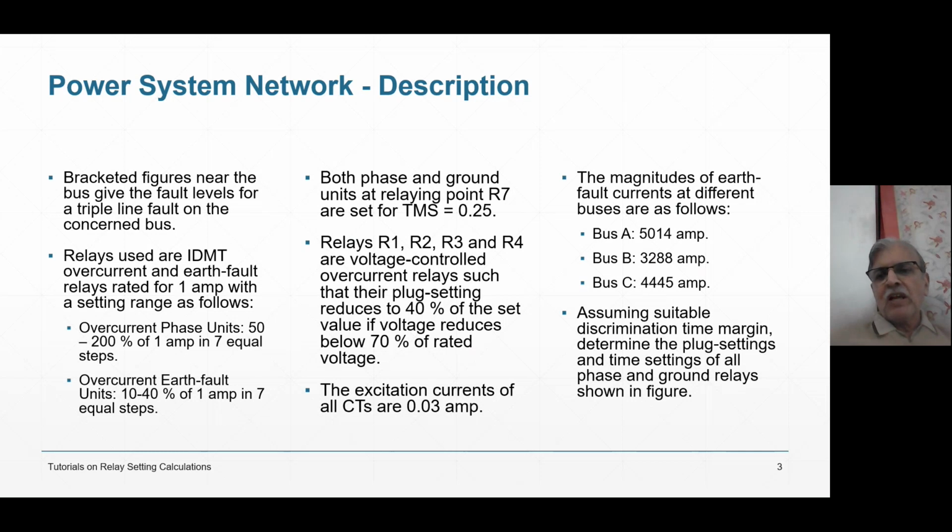For calculating the TMS for earth fault units, the ground units, we need the earth fault current. So they are also given: at bus A 5014 ampere, at bus B 3288 ampere, and at bus C 4445 ampere. You have to assume a suitable discrimination time margin, which we usually assume 0.25 second. You have to determine the current setting and time settings of all phase and ground relays shown in the figure. Right now we are not going in for high set instantaneous units.